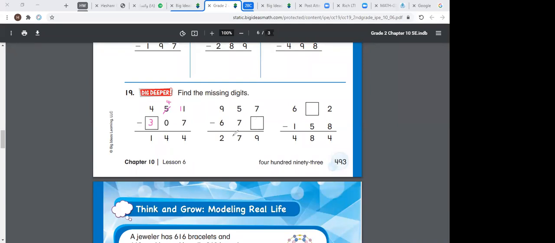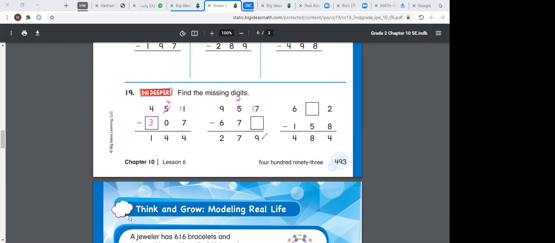957 minus what equals 279? 7 minus what number equals 9? If you have 7, what number should you cancel to get 9? It's impossible. 7 is less, so 7 will go to 5 and borrow 1. Now 5 becomes 4 and this 7 becomes 17. The question now is 17 minus what number equals 9?